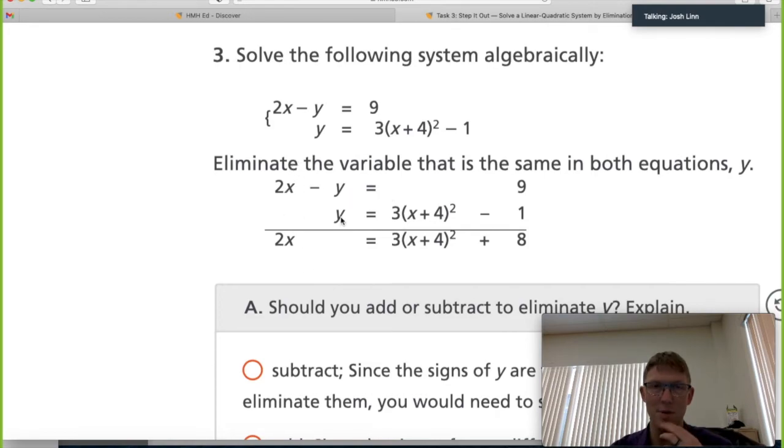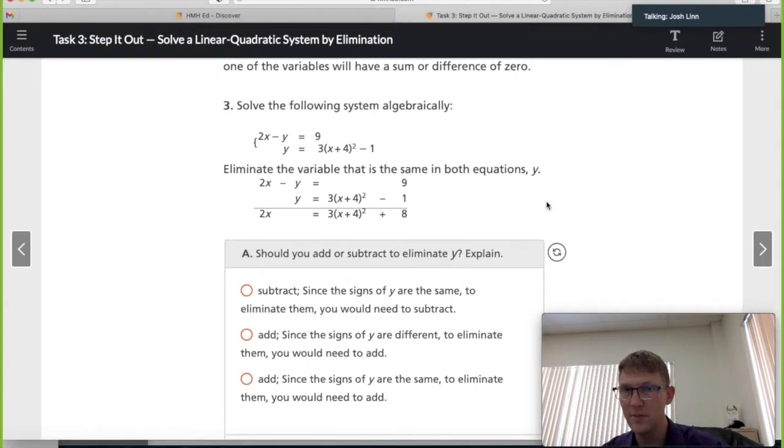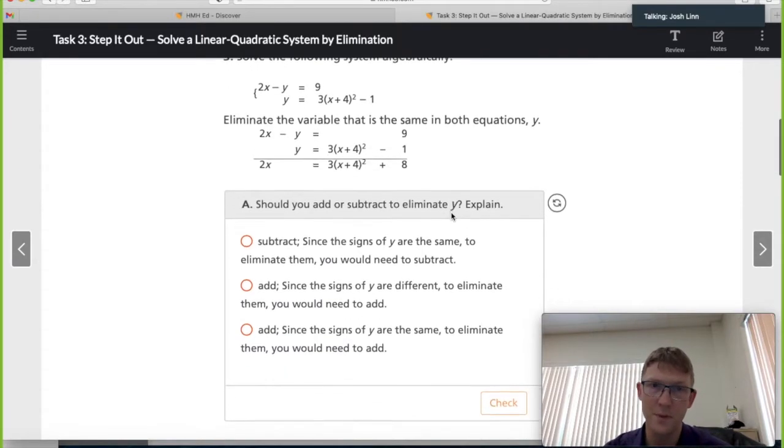They lined everything up. 2x plus nothing is 2x. Negative y plus y is 0. Nothing is here, so we're just going to bring all that stuff down. We've got a negative 1, we've got a 9. We combine like terms, we have an 8. So now we have 2x equals 3 times x plus 4 quantity squared plus 8. Hopefully, that looks like something maybe we might be able to solve.